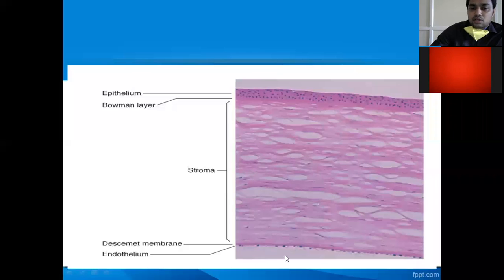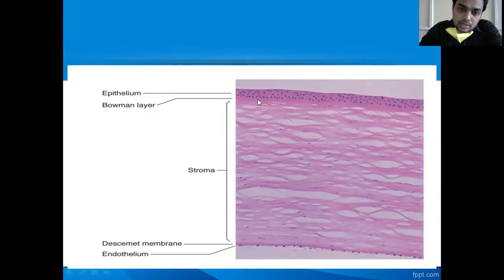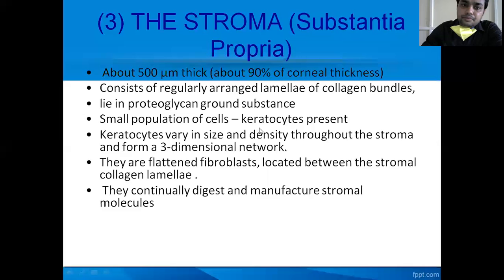So this is the basic histology of the cornea. It consists of 5 layers. You have to remember that Bowman's membrane doesn't regenerate, while Descemet's membrane and epithelium can regenerate. Descemet's membrane is the strongest layer, which prevents perforation of the cornea, and endothelium is single layered and helps in preventing the influx of fluid into the cornea and maintaining the normal transparency of the cornea. So this is about the basic histology of the cornea.